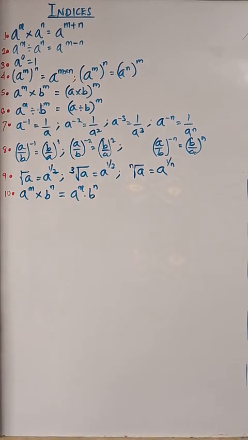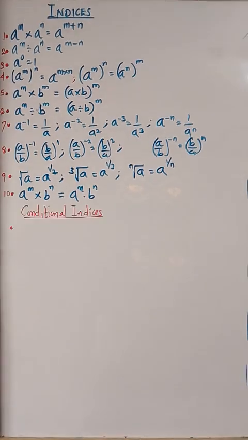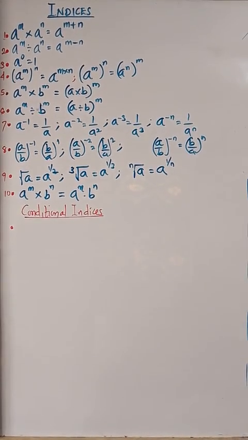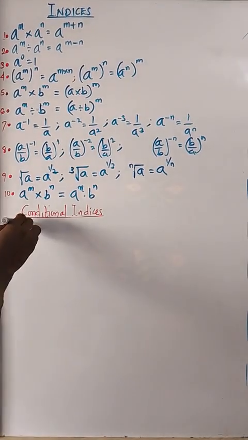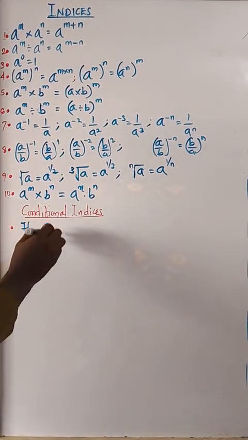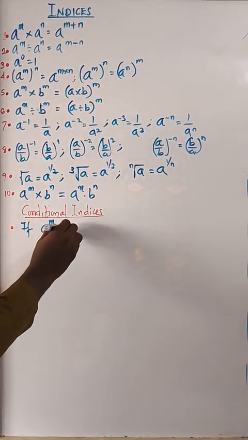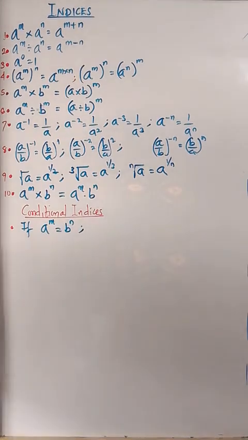Here on the board we have 10 laws. Now let's move to conditional indices. Under this, we are going to take 3 conditions. The first condition: if a raised to power m equals b raised to power n, this time around we have what? We are equating 2 indices.